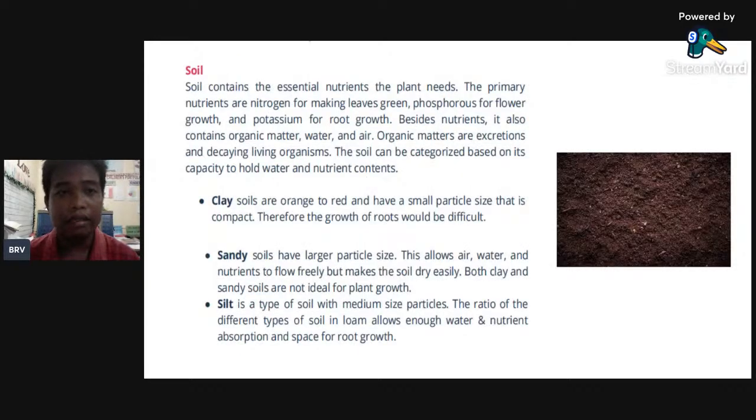Next, soil. Okay, so soil contains the essential nutrients the plant needs. The primary nutrients are nitrogen for making leaves green. So kanang soil contains the essential nutrients. Yes, kay diha man nato itanom ang plants. Pero di ba sa aerial plants, they don't need soil.